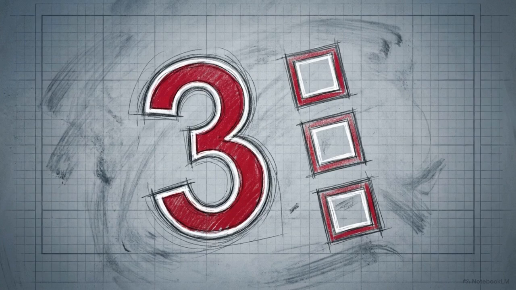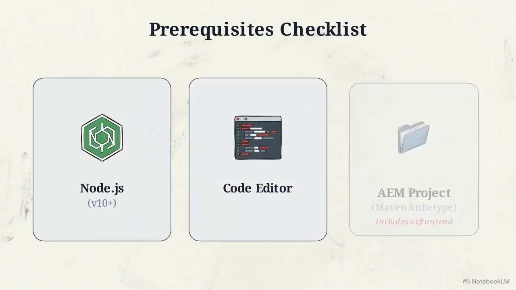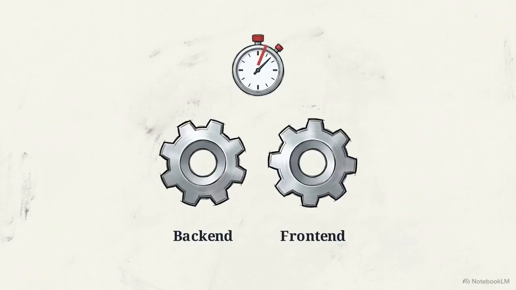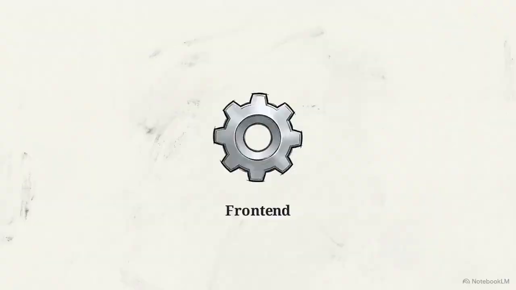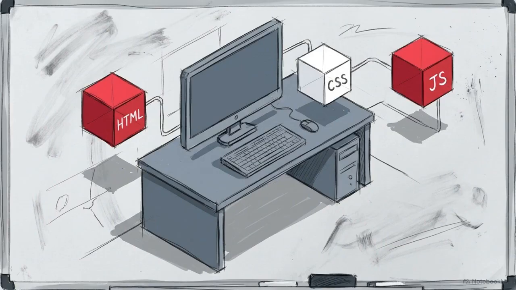Before we start building, make sure you have three things ready: a global installation of Node.js, your preferred code editor, and a standard AEM project generated via the Maven archetype. Separating the front-end workflow from the back-end compiler strips away those long wait times. It lets your team write, test, and preview using the native web development tools you already know.